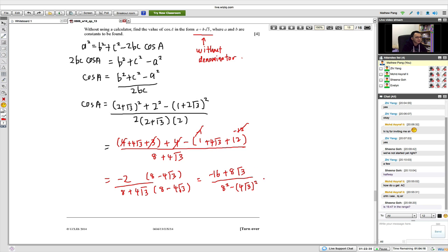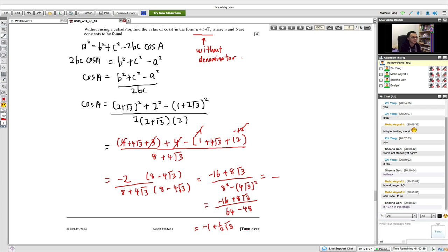So this one I just solve. This is 64 minus, not enough space, I write here. This is 64 minus 48, isn't it? 16 times 3 is 48. The top is negative 16 plus 8 sec 3. So the final answer, this bottom will be 16. So I will get negative 1 plus 1 over 2 sec 3. My A is negative 1, my B is 1 over 2 after you simplify.